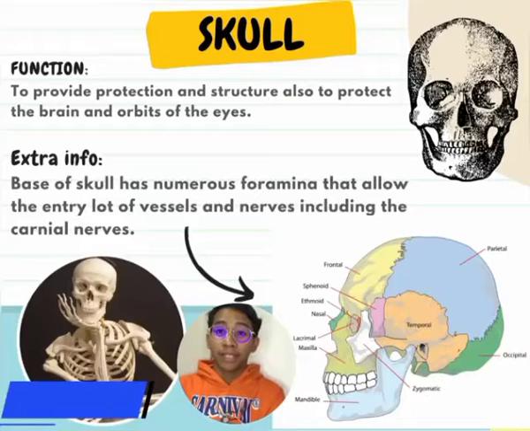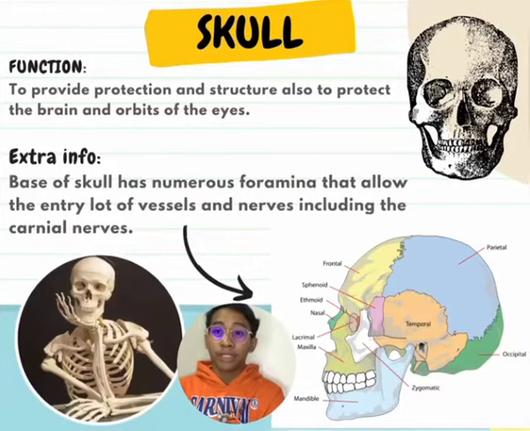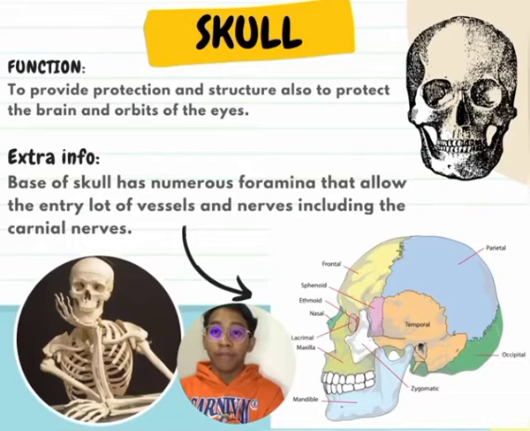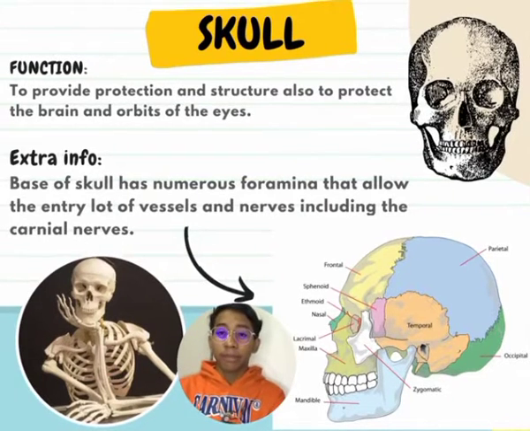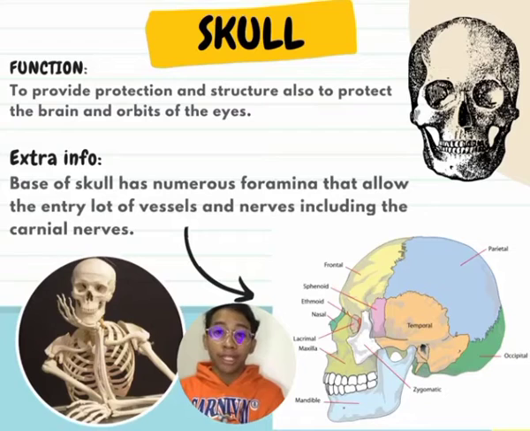The function of the skull is to provide protection and structure, also to protect the brain and the orbit of the eyes. Here is some extra information about the skull: the base of the skull has numerous foramina that allow the entry of vessels and nerves, including the cranial nerves.